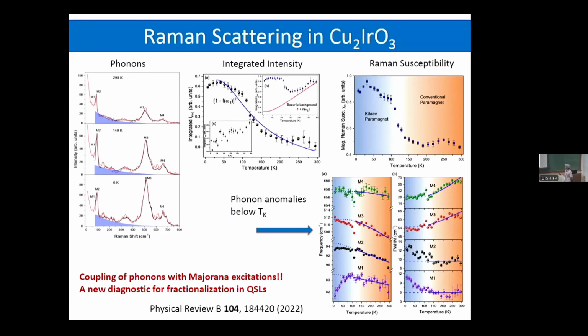What also happens is that at this temperature scale, the phonons start misbehaving. So this is the frequency at which the phonons occur, and this is the bandwidth, the full width at half maximum, of the phonons. And you can see that almost all modes, and specifically this one, behave anomalously below this temperature scale. And Subhro and his group have done some calculations on Majorana phonon coupling to explain these very nicely.